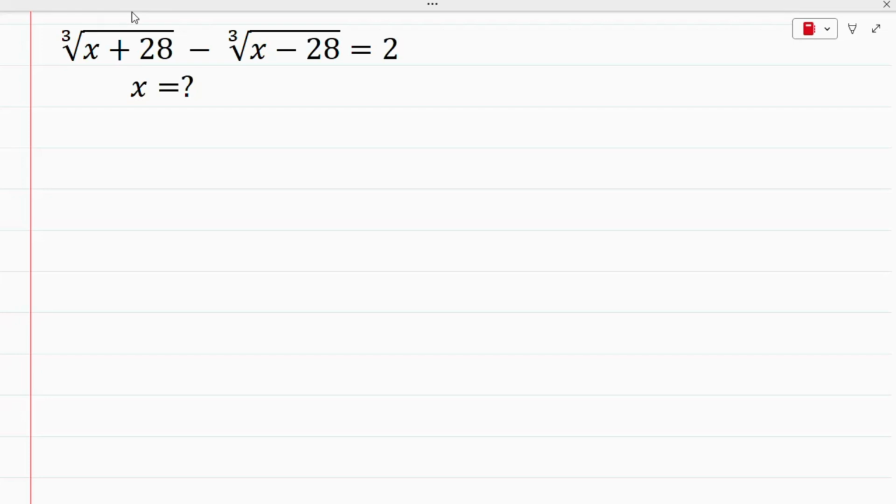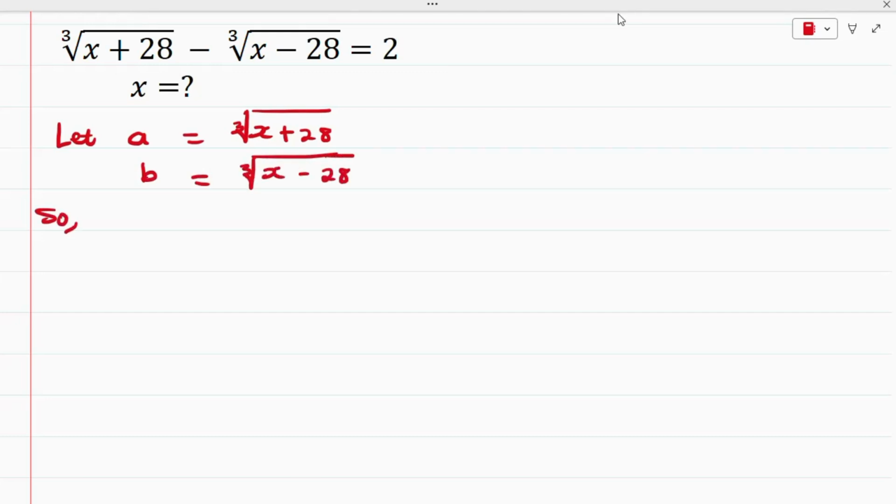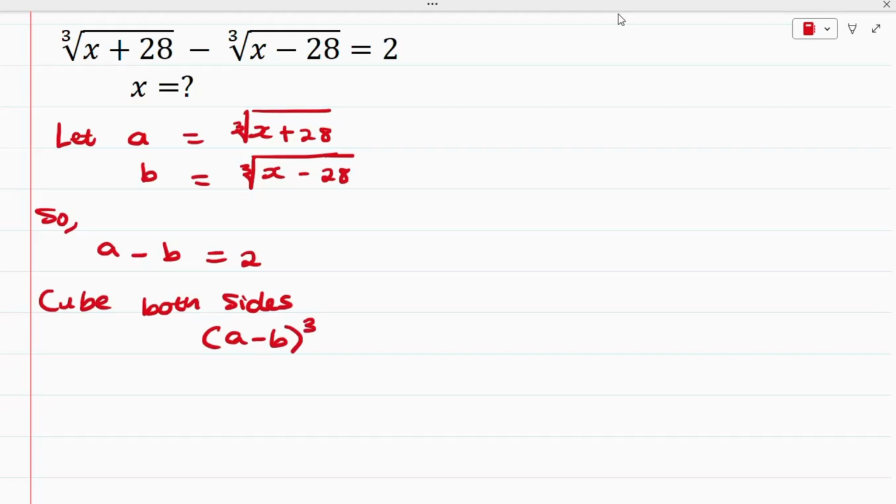So the first one, we want to say let a be equal to the cube root of x plus 28, and let b be equal to the cube root of x minus 28. So our question becomes a minus b, which is equal to what? 2. So the next thing you want to do is to cube both sides. That is taking the cube of both sides. So we have a minus b all raised to the power of 3 is equal to 2 raised to the power of 3.